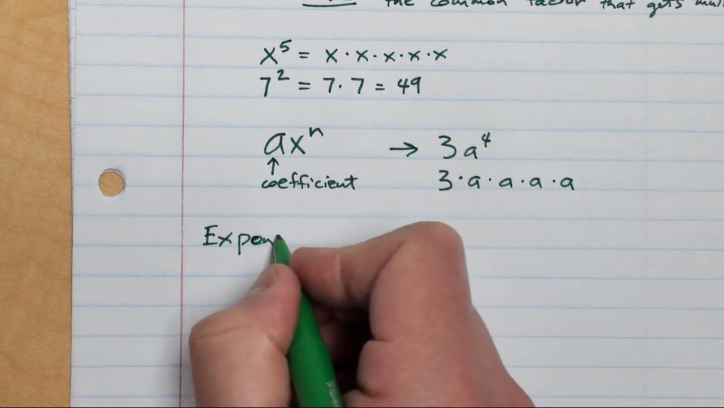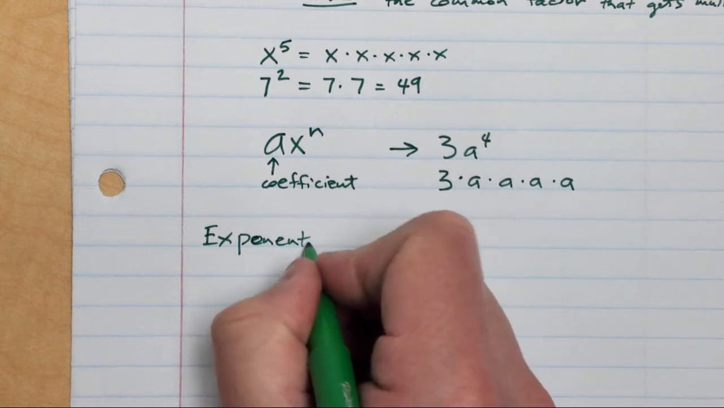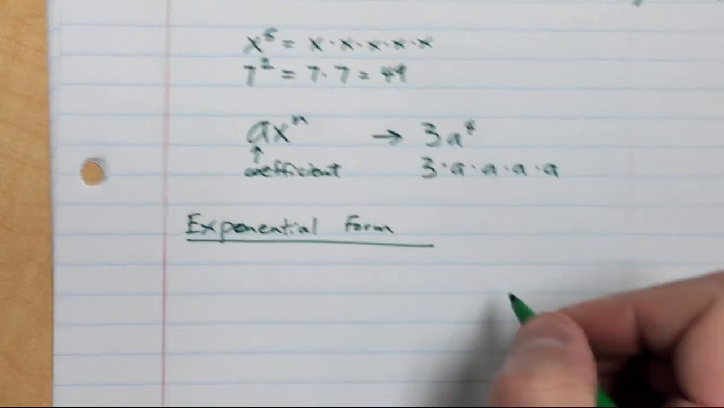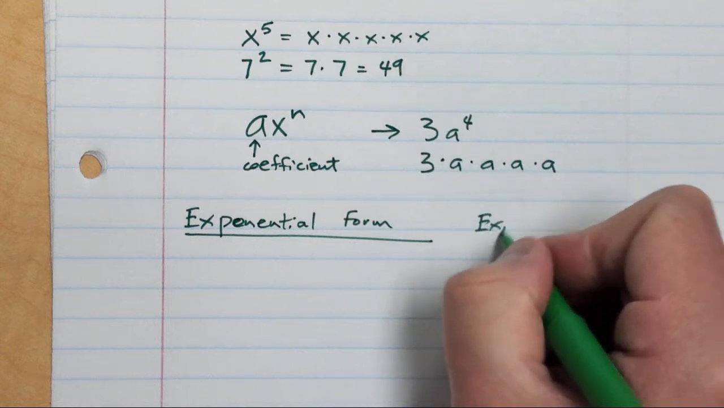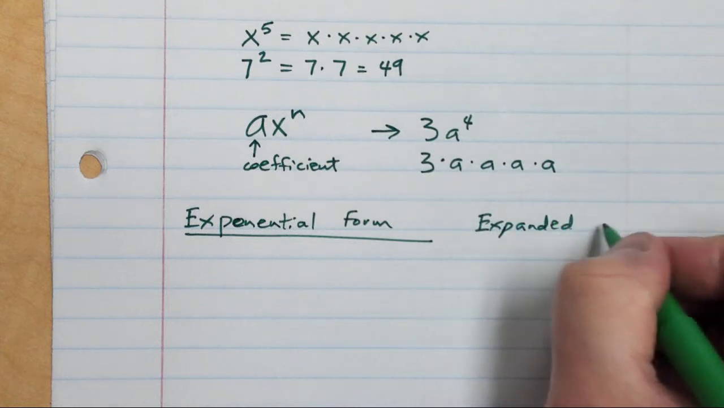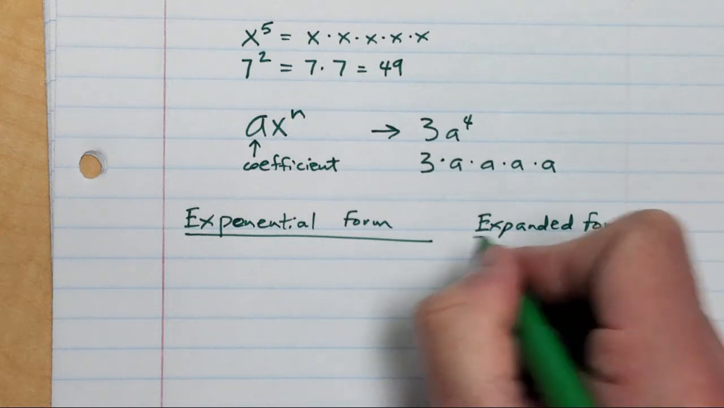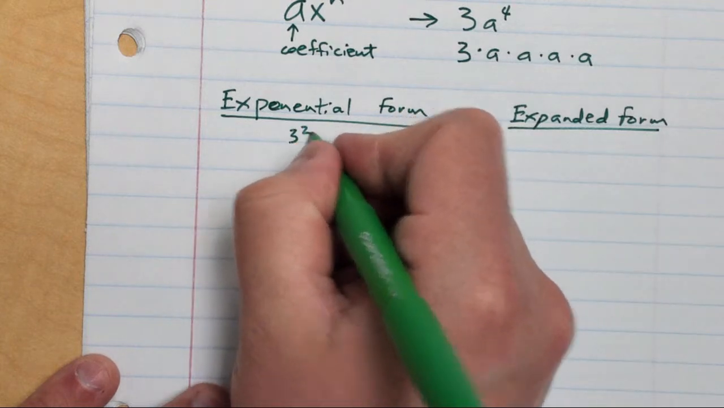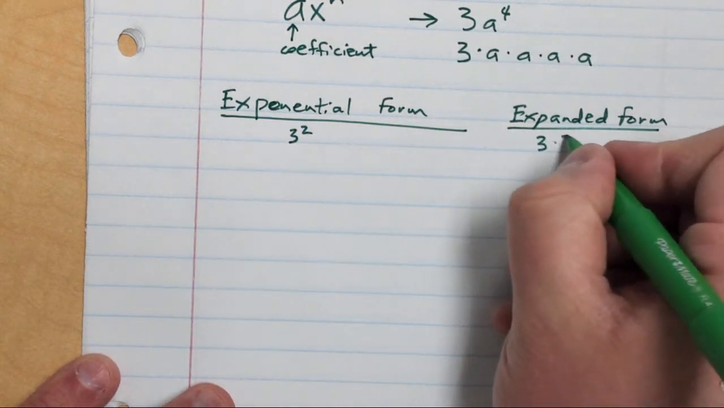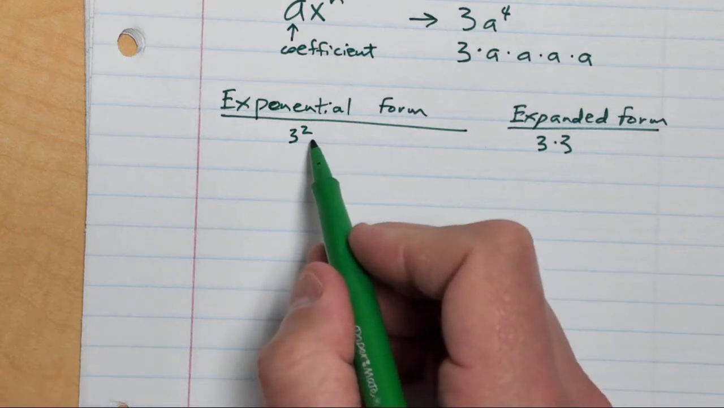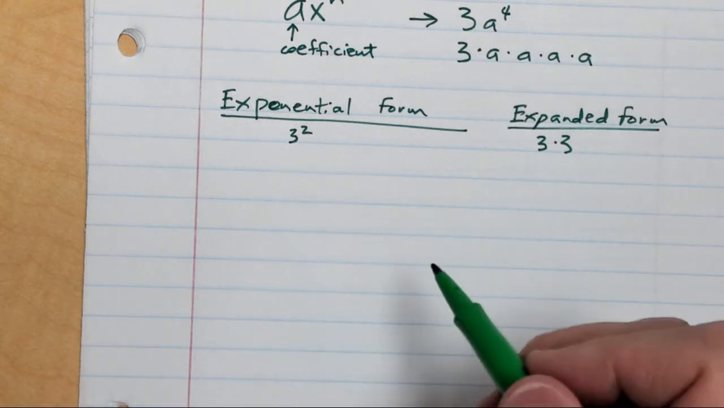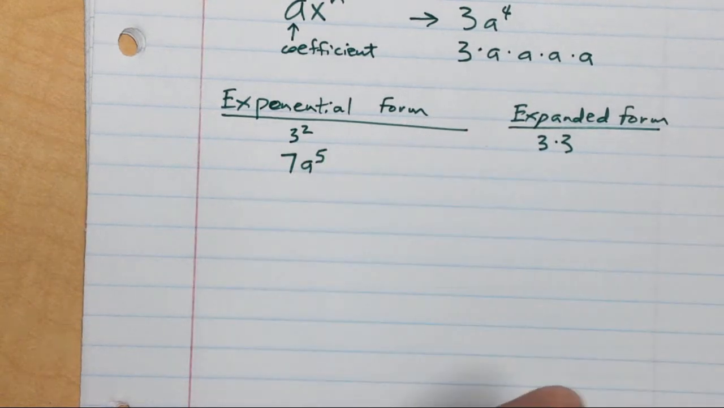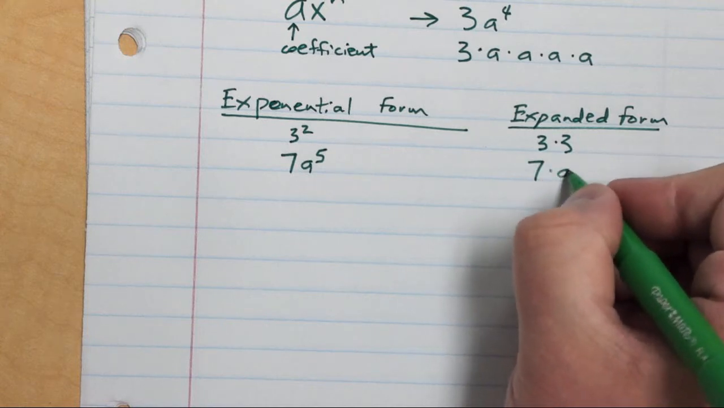So I'm going to write down exponential form. We're going to make a column on the left, and then I'm going to write down expanded form. I've said expanded form multiple times already in these notes, so what does that mean? I'm going to write down a couple examples here. If I had 3 squared, the expanded form of that would be 3 times 3. So it's just the base times itself twice. If I were to say 7a to the 5th power, that's 7 times a 5 times.